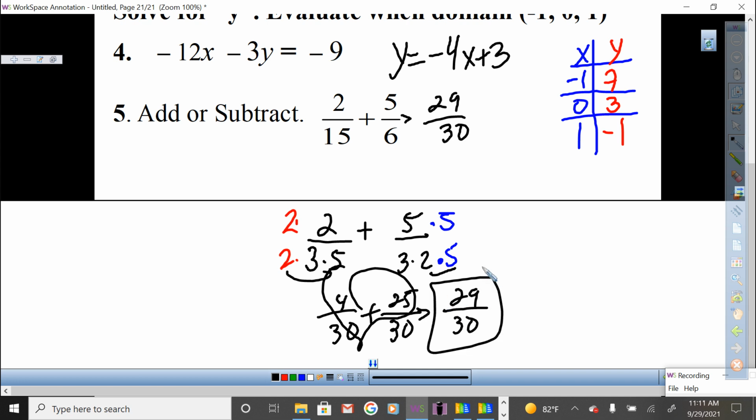Let's see. Who got all 5 of them by now? Yeah, some of you. How about 4 of them? Okay, so the rest of you. So hopefully about tomorrow, we should get all 5 of them, yes?